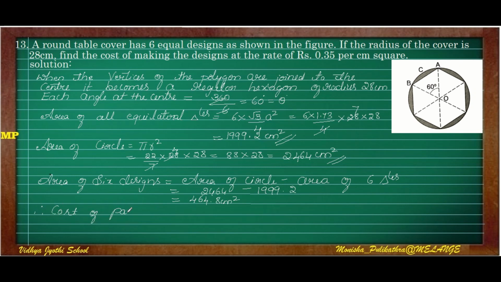So the final thing is we have to find out the cost of painting the design at the rate of 0.35 per centimeter square. So 464.8 into 0.35. So the entire design we will get at the painting of rupees 162.68. So this is a way of doing this. I hope you understood this.